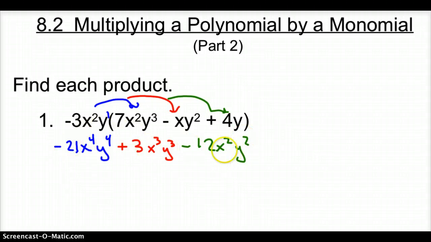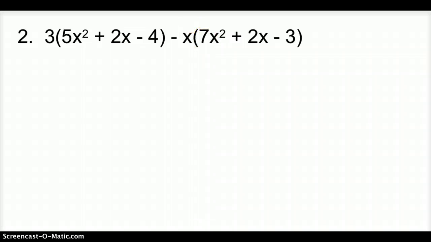Are there any like terms? No, there's not, so that does it for number 1. Now number 2 again. Very first thing we have to do is distribute here, and then simplify. So let's go ahead and distribute this 3. So when we distribute that 3, we're multiplying it times each term inside the parentheses.